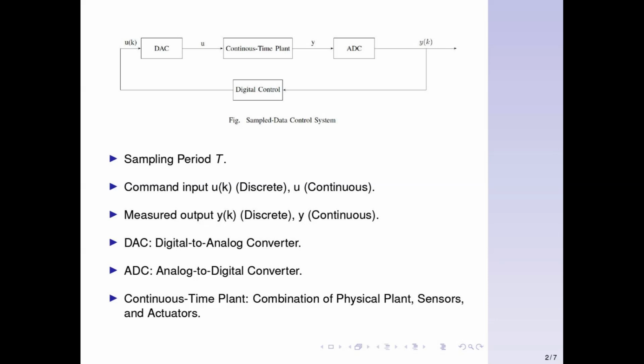We'll explore how the command input varies in discrete U of k and continuous U forms, as well as the measured output represented as Y of k for discrete and Y for continuous systems. This sets the stage for understanding how digital controllers interact with physical, continuous time plants, including sensors and actuators.